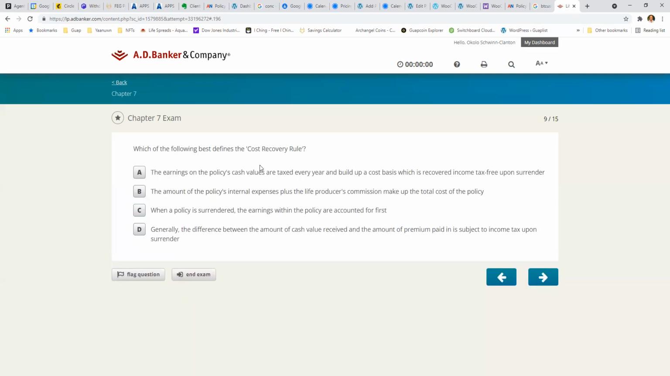Which of the following best defines the cost recovery rule? The earnings on the policy's cash values are taxed every year and built up a cost basis which is recovered income tax free upon surrender. No. Income tax free upon surrender. That doesn't sound right. The amount of the policy's internal expenses plus the life producer's commission make up the total cost of the policy. When a policy is surrendered, the earnings within the policy are accounted for first. Generally, the difference between the amount of cash value received and the amount of premiums paid in is subject to income tax upon surrender. This is definitely true.